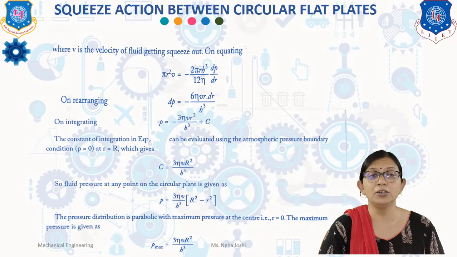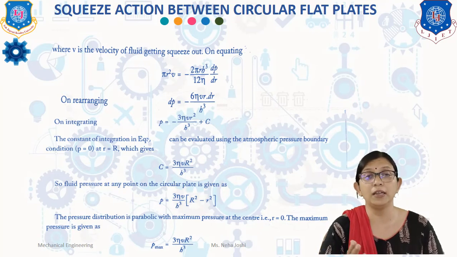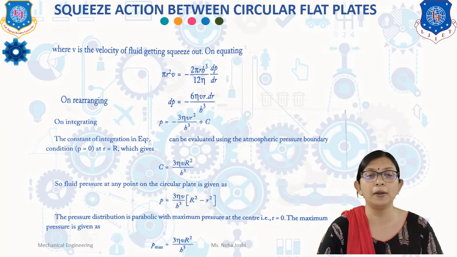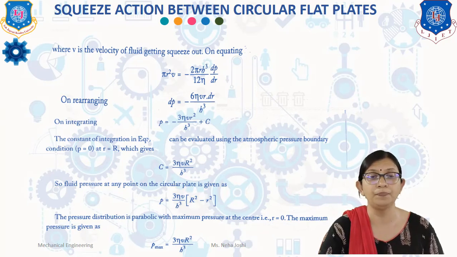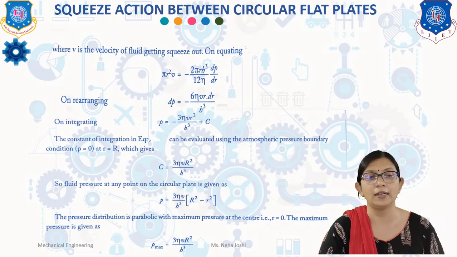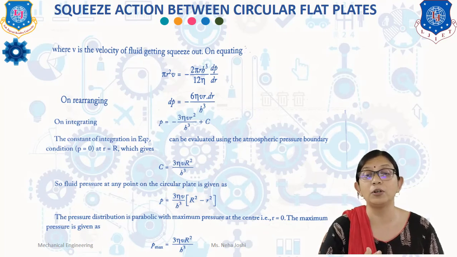What is this condition? P is equal to 0 at r is equal to capital R. So finally we get the constant of integration C is equal to 3 eta V R square divided by h cube. So the fluid pressure at any point in the circular plate is given by the equation P is equal to 3 eta V upon h cube into (R square minus small r square). The pressure distribution is parabolic with maximum pressure at the center where r is equal to 0.